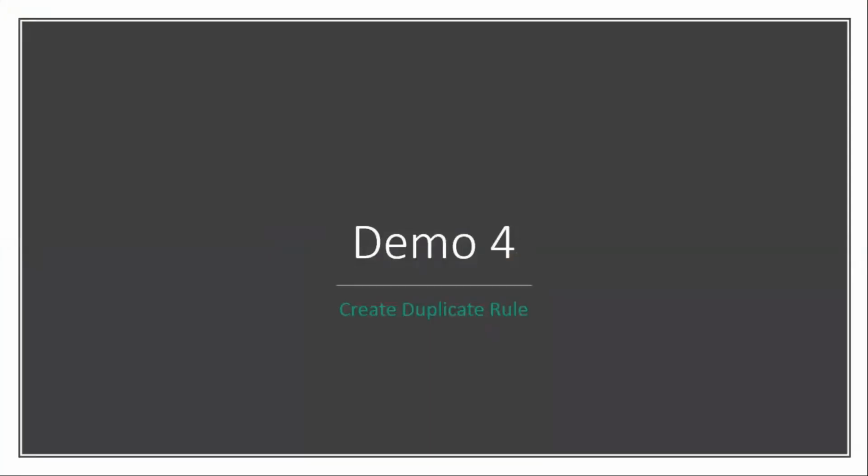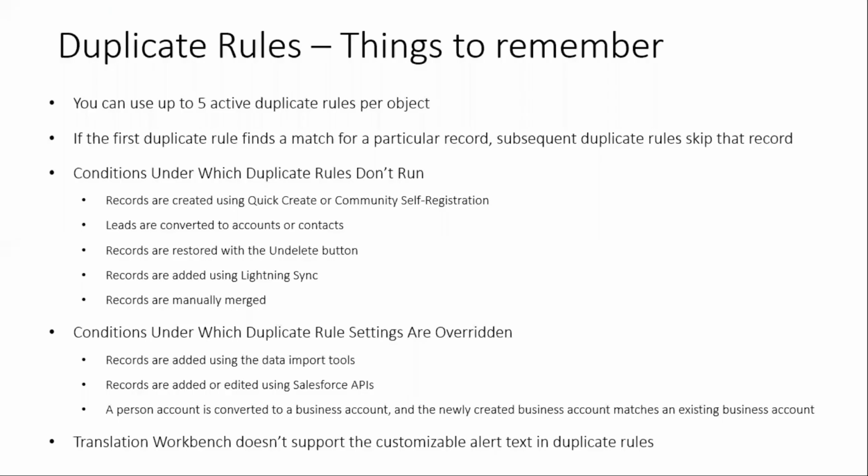Similarly, there are key things we need to remember whenever we work with duplicate rules. Let's see what those are. You can use up to 5 active duplicate rules per object, right? So you saw that when I clicked on the add rule button, it helps you add multiple rules. So you can have 5 active duplicate rules per object. If the first duplicate rule finds a match for a particular record, subsequent duplicate rules skip that record, right?